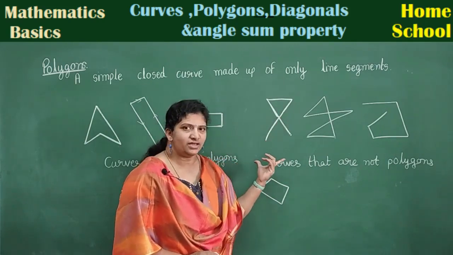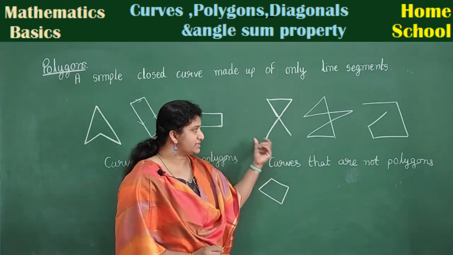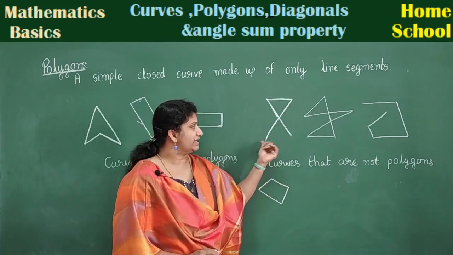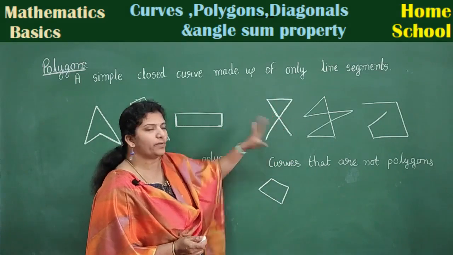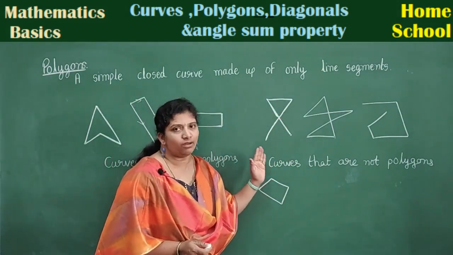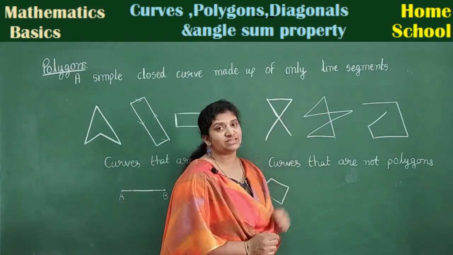So it is not a simple curve, and this is made up of line segments, but it is not closed. It is open here. Therefore, it is not a polygon. Let's see the next figure.